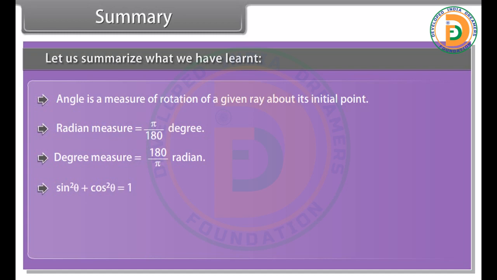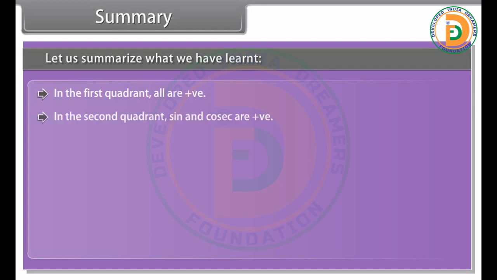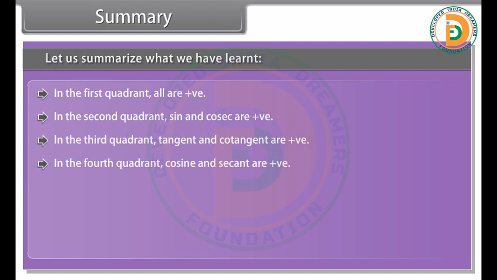Sin square of theta plus cos square of theta is equal to 1. Sec square of theta is equal to 1 plus tan square of theta. Cosec square of theta is equal to 1 plus cot square of theta. In the first quadrant, all are positive. In the second quadrant, sine and cosec are positive. In the third quadrant, tangent and cotangent are positive. In the fourth quadrant, cosine and secant are positive.